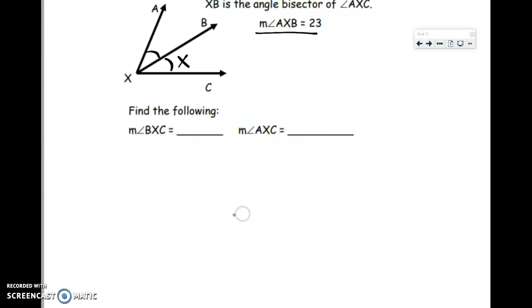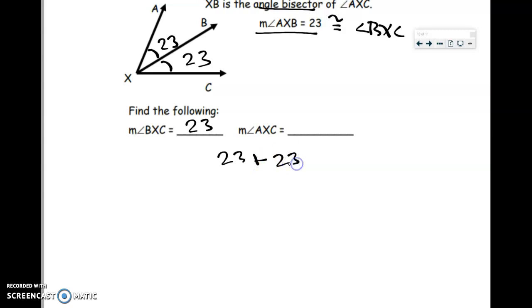Whoop. All right. XB is the angle bisector of AXC, so that means that these two angles are congruent. Draw in your arcs here. AXB is right here, 23. Angle bisector tells us that AXB is congruent to angle BXC. So that would be this one, 23. Adding those together, 23 plus 23 would give us 46 for our angle here. Let me know if you guys have any questions. Thanks, guys.